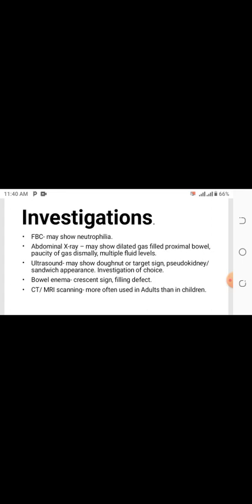When we do an ultrasound, it may show a donut or target sign. It could also show a pseudokidney or sandwich appearance, and ultrasound will be our investigation of choice in intussusception. We could also do a bowel enema, which may show a crescent sign, may show a filling defect. We could also opt for CT scan or MRI, which are more often used in adults as compared to children.